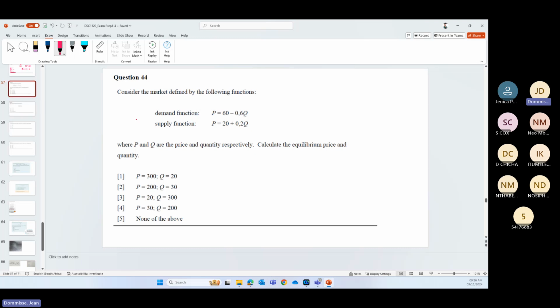Okay, so let's get into it: consider the market defined by the following functions. You've got your demand, you've got your supply, and they ask us, where P and Q are the price and quantity, calculate the equilibrium price and quantity. Okay, so what must we do in this instance?